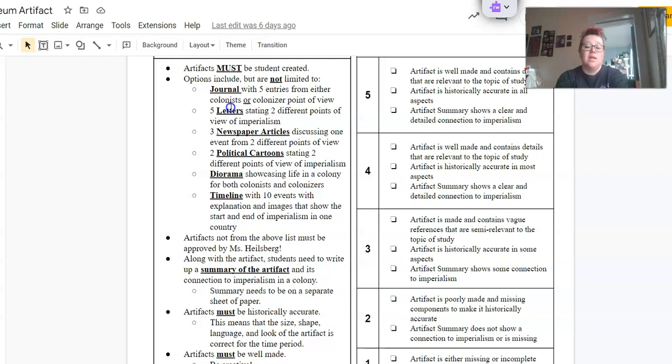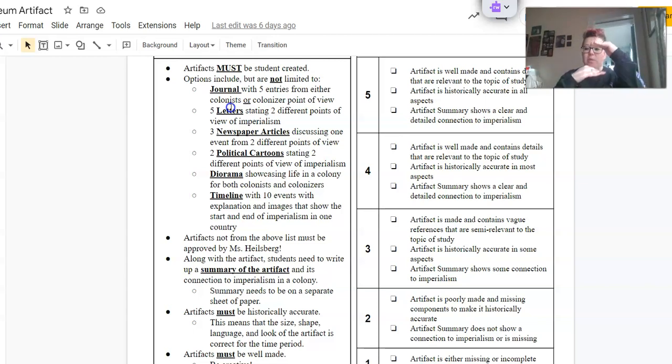If you did not get an artifact approved by me, you're going to have to email me ASAP to get approval. Okay. And then along with this artifact, you need to write up a summary of the artifact, its connection to imperialism in the colony that you're picking or the colony that you're showing. Every artifact needs its own connection. Okay. Doesn't need to be super long.